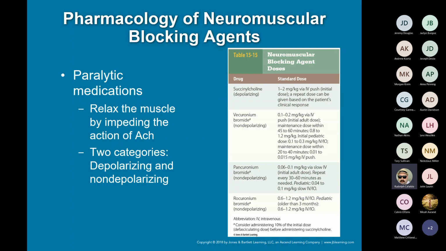Now, we generally don't redose paralytics. You can, absolutely you can, if you need to reparalyze the patient, but generally we don't. It's just a one-time thing. It's just to get them intubated, and then we keep them down with a medication such as Versed to keep them sedated.